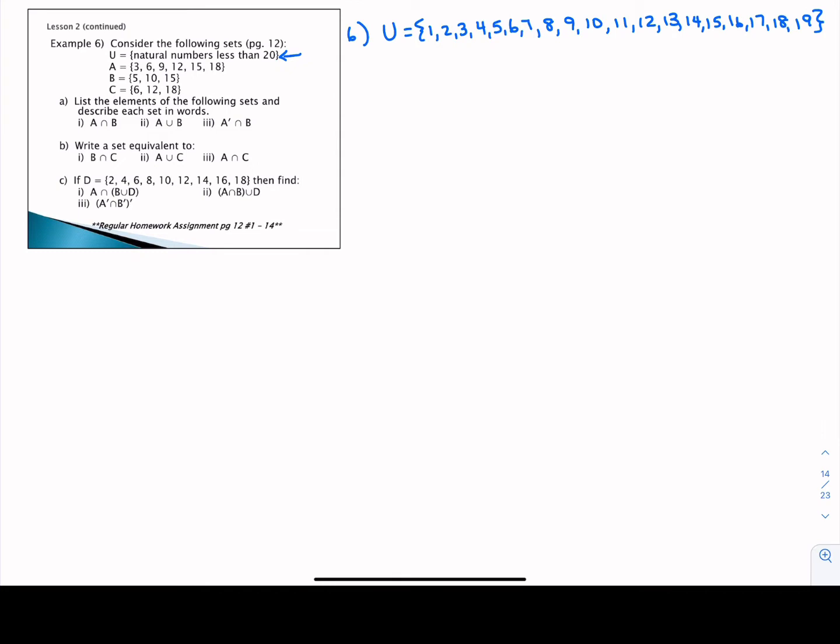And then they have sets A, B, and C, which are already drawn out for us. Set A looks like multiples of 3, so we have 3, 6, 9, 12, 15, and 18, of course. We have set B, which is defined as multiples of 5, essentially: 5, 10, 15. And then we have set C, which looks like multiples of 6: 6, 12, and 18. So we're going to use these sets to answer all of the questions that you see at the bottom portion of your slide.